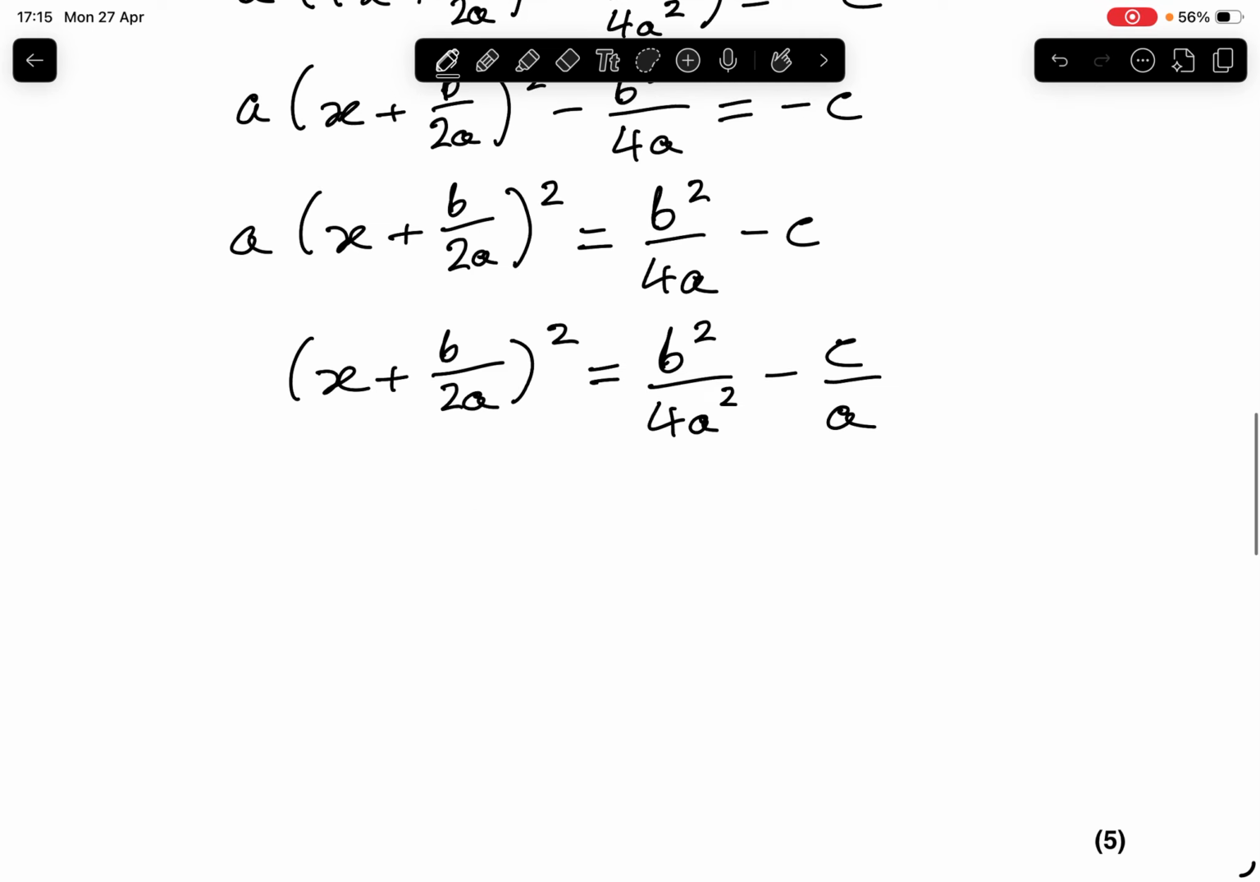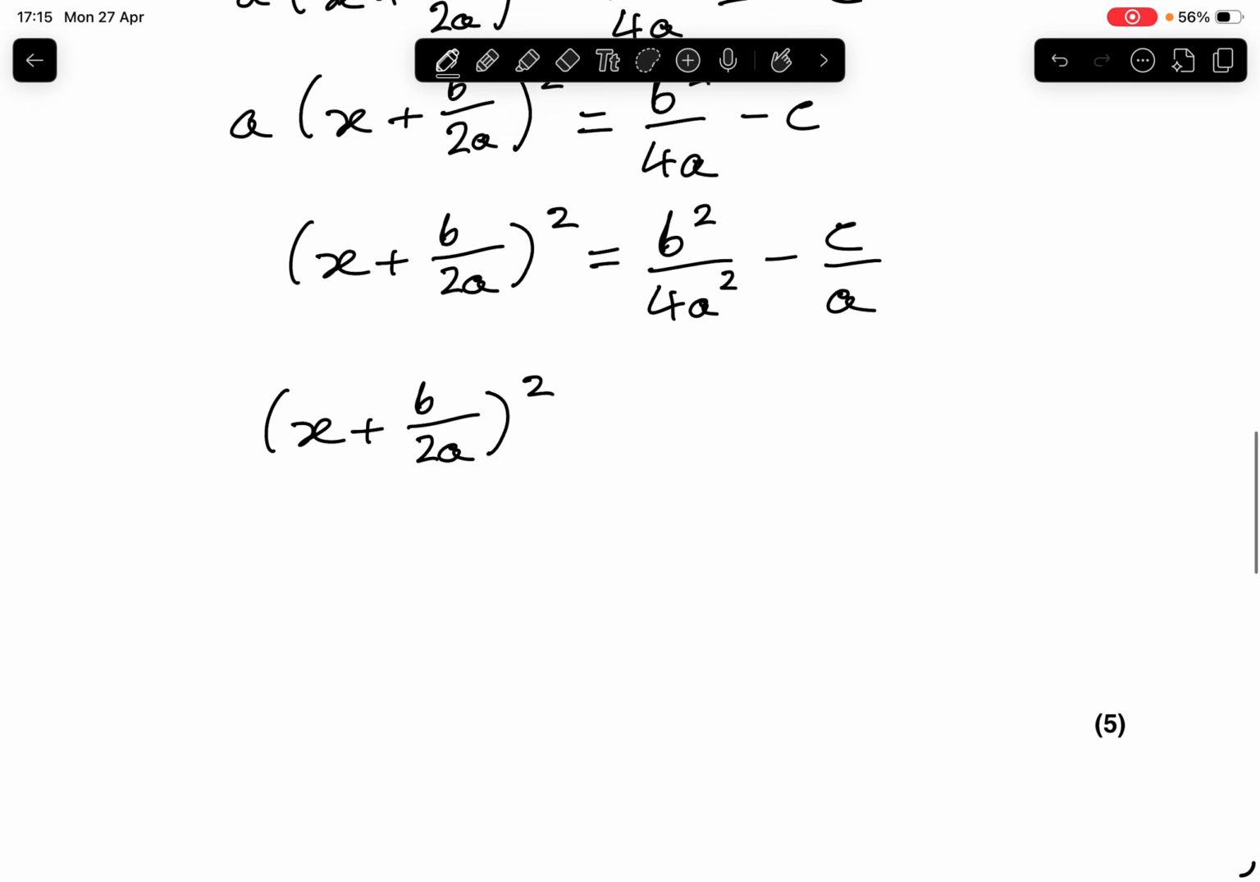Now, before I do any square roots, I'm going to just make this a little bit nicer to deal with. I'm going to write this right-hand side as a single fraction. So my left-hand side, I'm not changing yet. Then, on the right-hand side, we want a common denominator of 4a squared. So I need to multiply this right-hand fraction by 4a. So it's going to be b squared minus 4ac over 4a squared, and that's that.